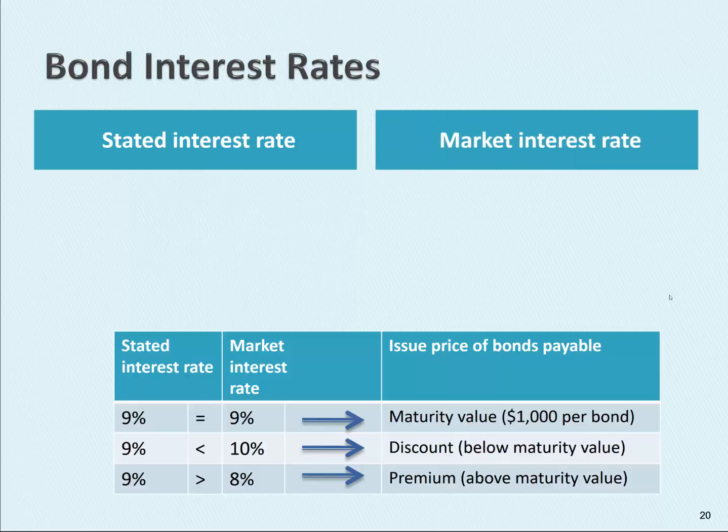Bonds are sold at their market price, which is the present value of the interest payments that the bondholder will receive while holding the bond plus the bond principal paid at the end of the bond's life. Two interest rates work together to set the price of a bond.